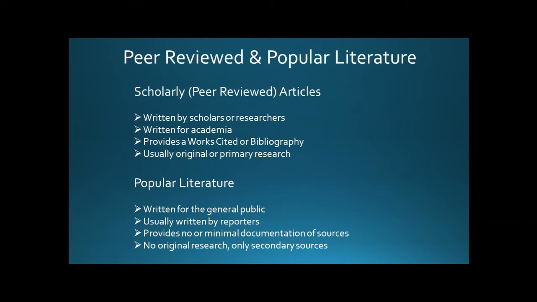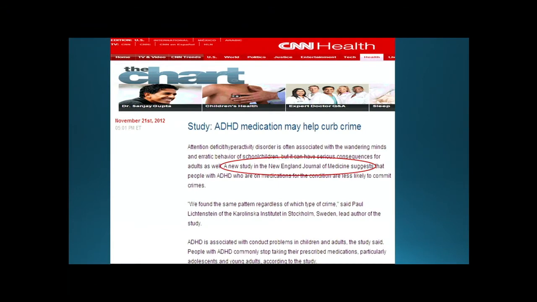On the other hand, popular literature is usually written by reporters for the general public, and no documentation of sources is given. So let's look at a real-life example of popular literature, cnnhealth.com. Most of the articles on this website are written by reporters. They summarize and dumb down information in scholarly journals so that the general public can understand the information.